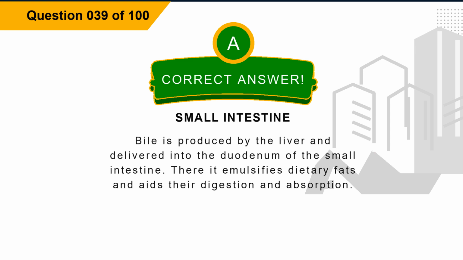Explanation. Bile is produced by the liver and delivered into the duodenum of the small intestine. There it emulsifies dietary fats and aids their digestion and absorption.